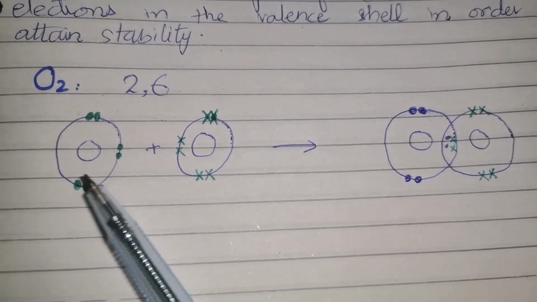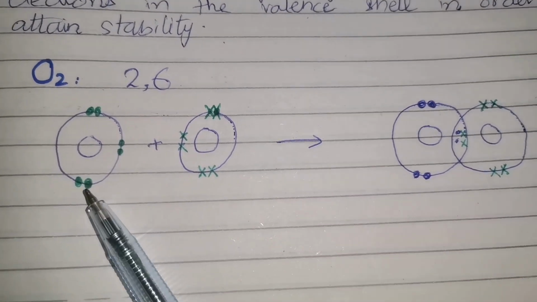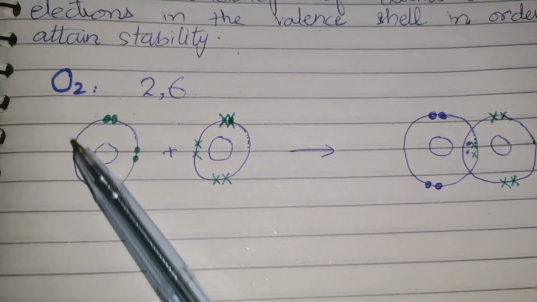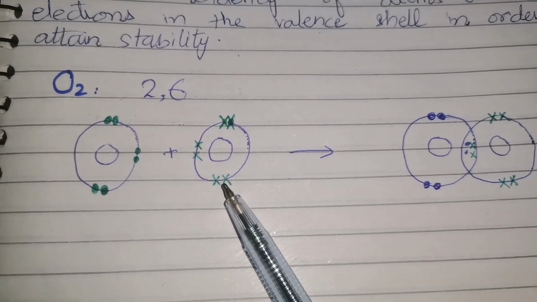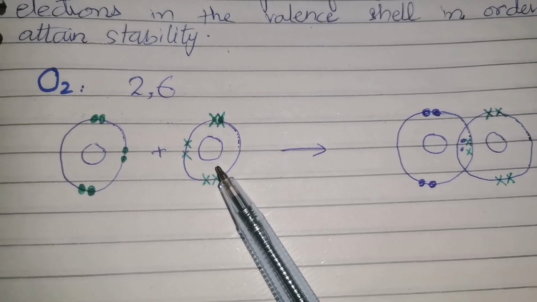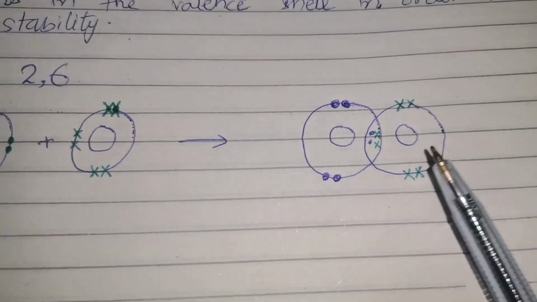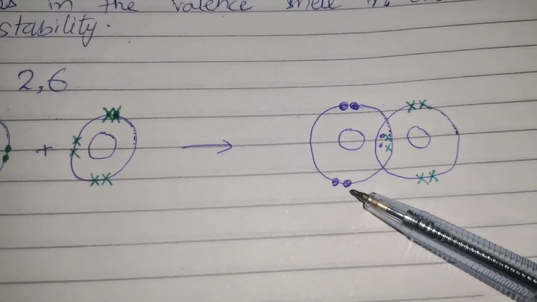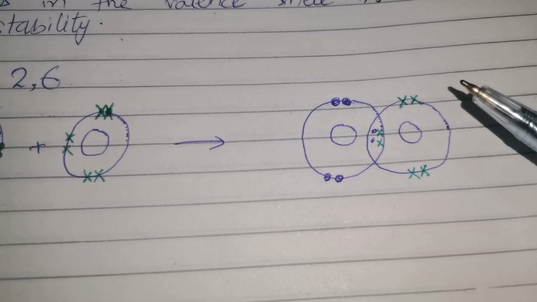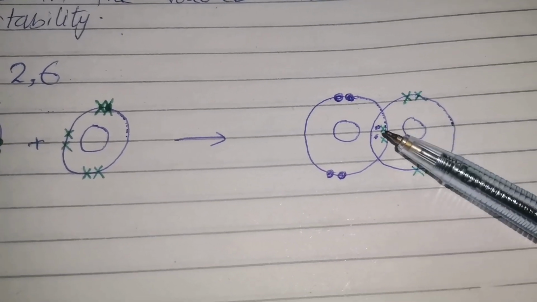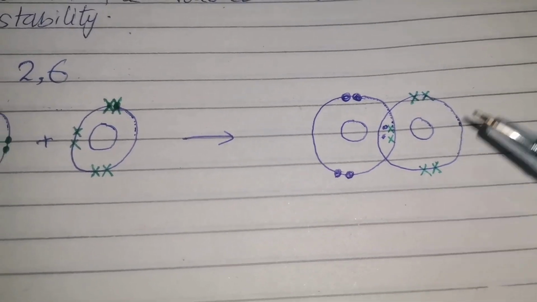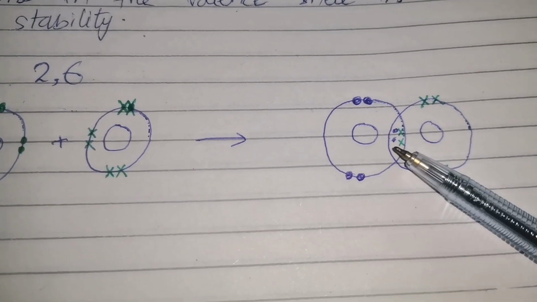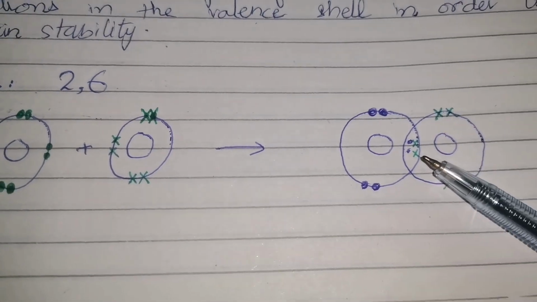Now, according to the octet rule, an atom needs 8 electrons to complete its outermost shell and to attain stability. How many electrons does each oxygen need? They both need 2 electrons. Now what will happen over here? How many electrons does this oxygen have now? 1, 2, 3, 4, 5, 6, 7, 8. And similarly for this one, 1, 2, 3, 4, 5, 6, 7, 8. Now they both have 8 electrons. They both shared their electrons and attained stability.